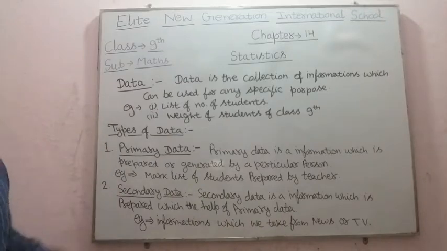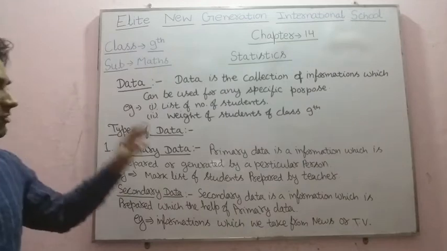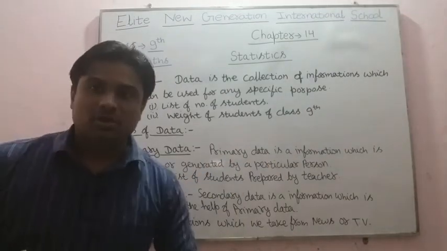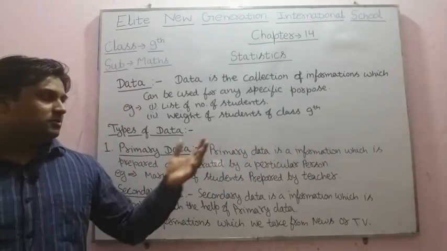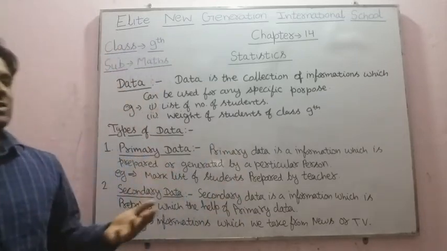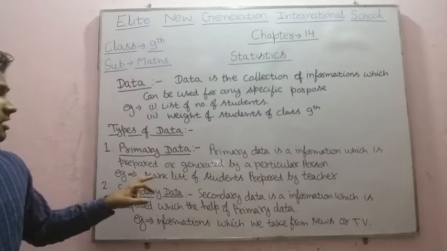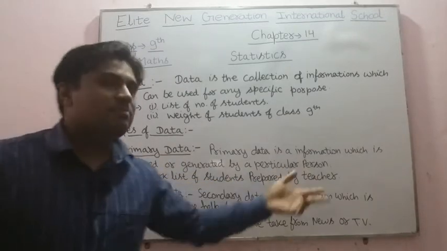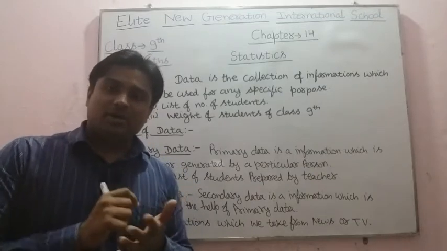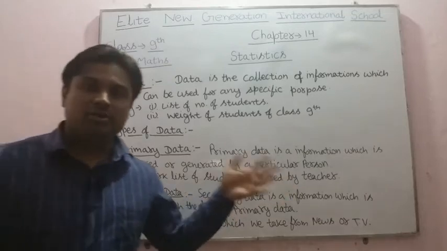Primary data is the information which is prepared or generated by a particular person. When a particular person takes or gathers some information for any specific purpose, that is known as primary data. For example, a mark list of students prepared by a teacher. When a teacher prepares a mark list, that information will be primary data for the teacher.